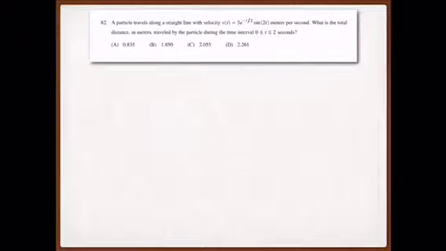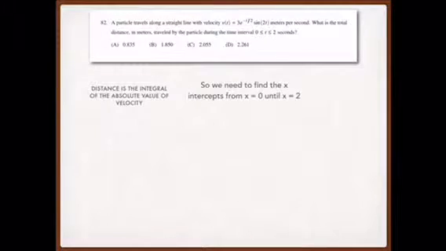In this question, we see that they're asking about distance, not displacement. So, when we're finding the displacement, we just find the integral of velocity. But for distance, we need to get the integral of the absolute value of velocity. To do that, we would have to find the x-intercepts from the interval 0 to 2 to check how many integrations we need to do to find the total area.